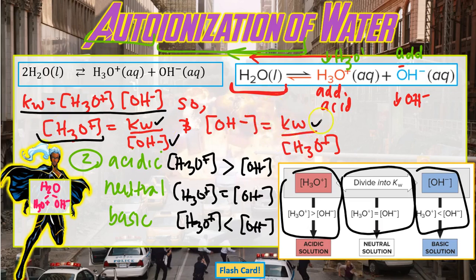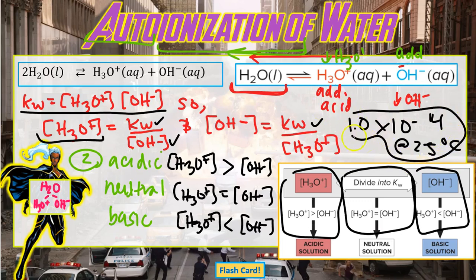If I have my Kw value, which is 1.0 times 10 to the negative 14, that's never going to change, right? At 25 degrees Celsius, that's always going to be the same. It's something you could just throw on your flashcard to remember. And if you have that value and you already have the H3O plus value, you can solve for OH minus. So rearranging these variables is going to be very important. That's one of the biggest things that comes out of this autoionization portion.